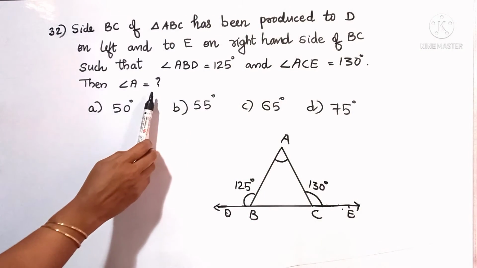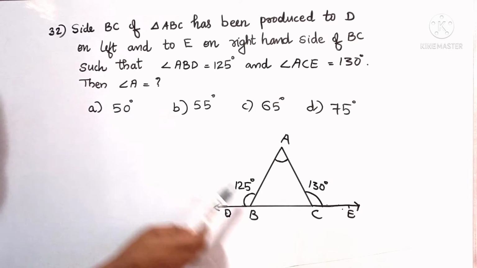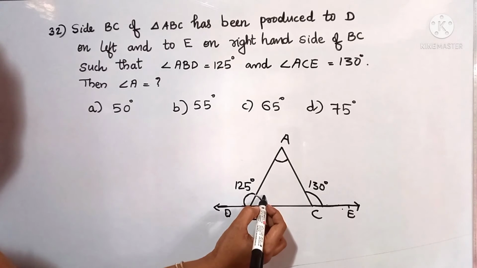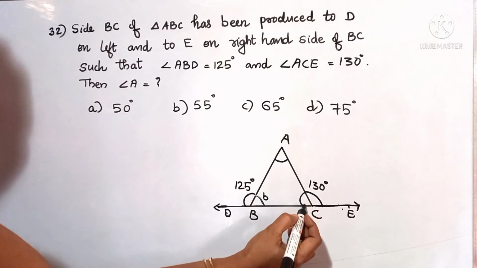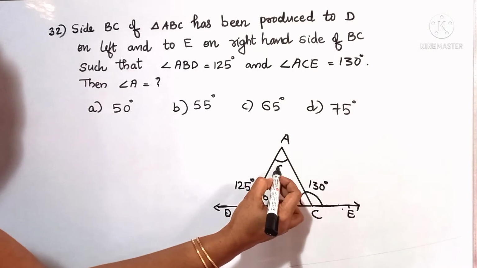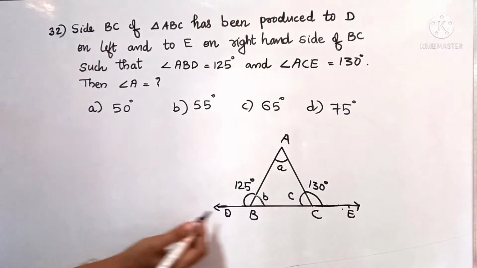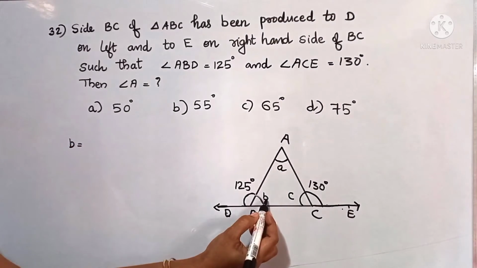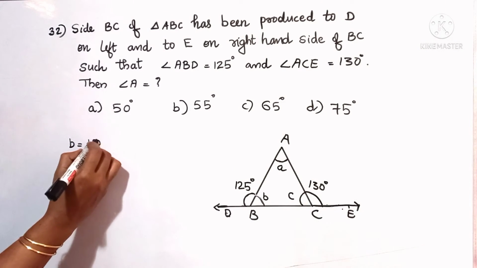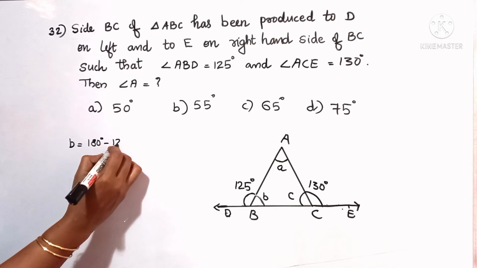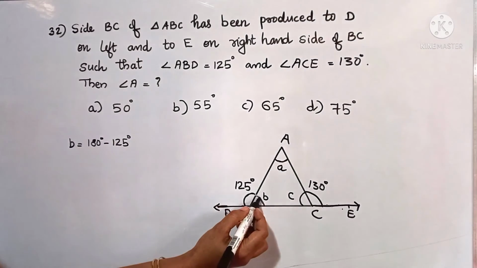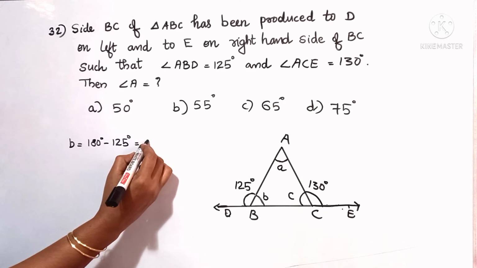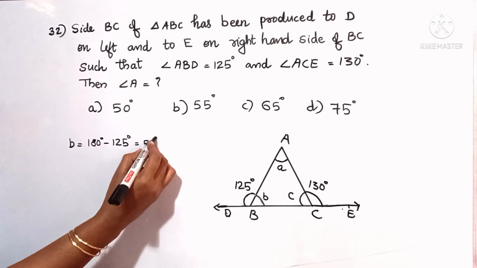Then angle A is equal to... we have to find the measure of angle A, this interior angle of the triangle. Let it be B, here we can give the small letter C, and here let it be A. Then we can find it one by one. We know that angle B we can find very easily: 180 minus 125, because you can see it is a linear pair, so we get 55 degrees.